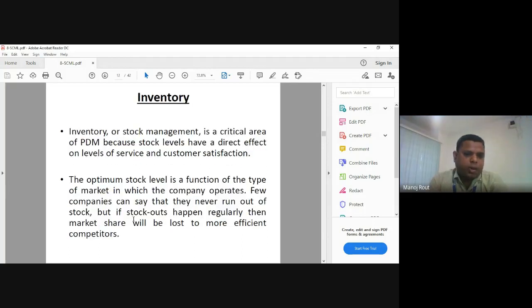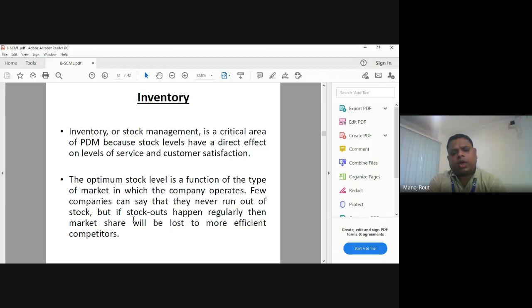So moving to the next one. In the case of inventory or stock management, inventories play a vital, critical role in physical distribution, because the stock level has a direct effect on the level of service and customer satisfaction. If you do not maintain an adequate level of inventory, you cannot balance your demand and supply. The most important aspect of your inventory level is the optimum stock level. That is why the purchase department as well as the material department are responsible for optimizing the stock level according to the demand information arising from potential customers.